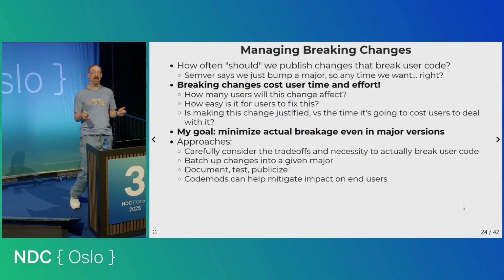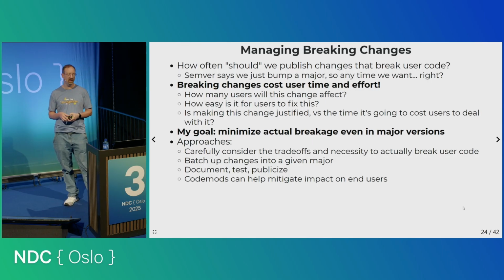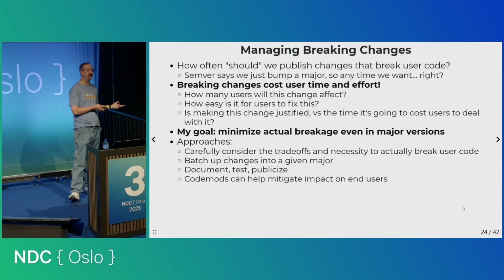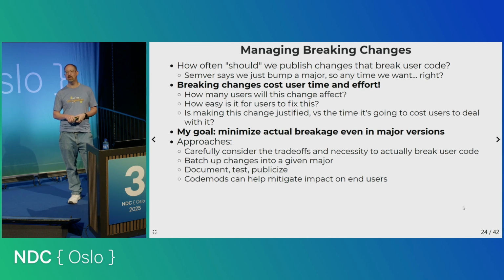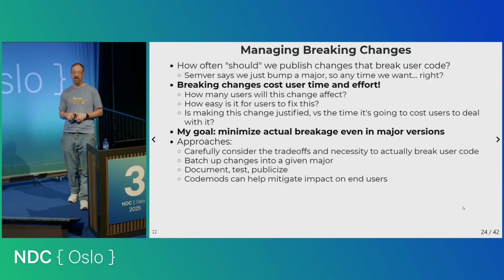So for me personally, I try to minimize how much actual true code breakage there is, even in a major version. Basically, you spend a lot of time thinking about this, you try to batch up breaking changes into one major version and get them done all at once. You do your best to document things. And if you can provide a codemod that would automatically rewrite the user's code to match the new patterns, that can help simplify things.